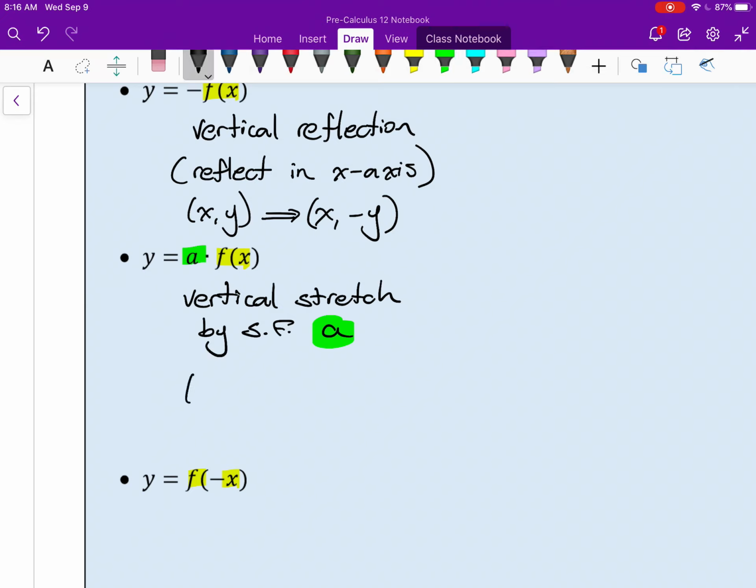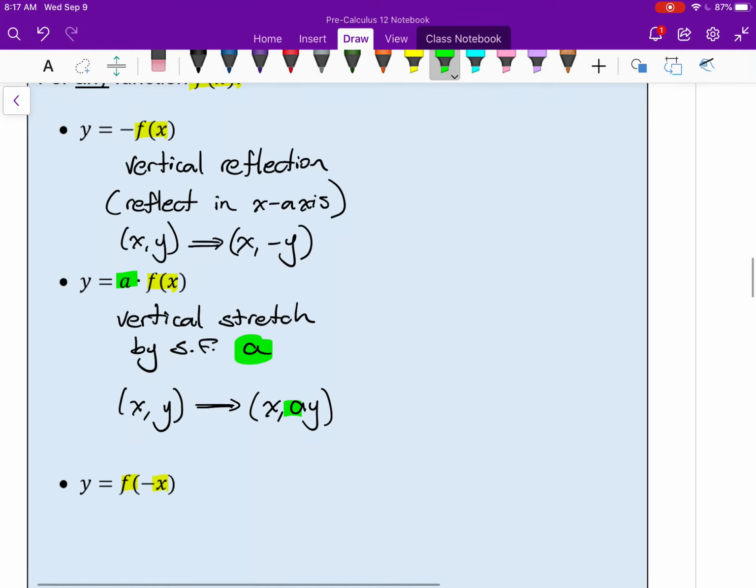And so in mapping notation, if I look at some point on my original function, the x coordinates won't change. The y coordinates are multiplied by a. So x comma y maps onto x comma a y. Again, in mapping notation, that's telling you what's happening to all the coordinates. If you have a vertical stretch by any scale factor, the x coordinates don't change. The y coordinates are multiplied by whatever that a is. So if it's negative, it ends up reflecting as well.